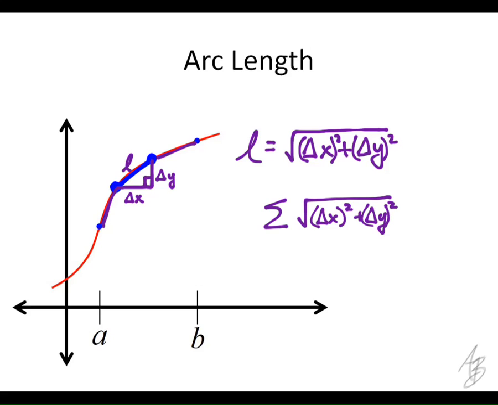Now, this sigma here tells me that we're probably going to be getting into what? An integral, right? This is starting to look like a Riemann sum. So what we're going to do here is make delta x really, really, really small, and eventually when the delta x gets small enough, we're going to call it dx. And when delta x gets really small, then the delta y's are also going to get really small, and that's going to go to dy.